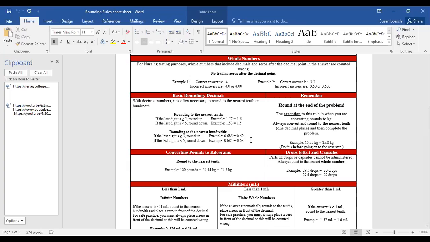Your basic rounding rules say if the last digit is greater than 5, you have to round up. If it's less than 5, you have to round down. You have to go by the last number.